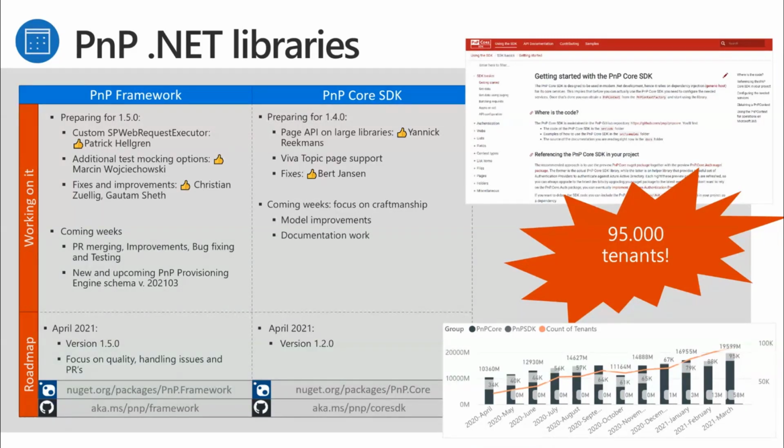On the PnP Core SDK side, so the new library, we had some page API updates from Yannick when working with large page libraries. He had a case where there's a page library having more than 5,000 pages. So we had some issues and we fixed those.